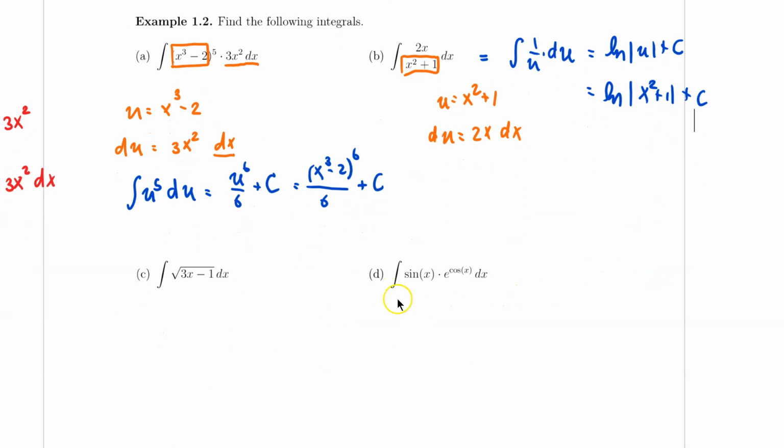For part C, I want to integrate the square root of 3x minus 1. So this is basically (3x minus 1) to the 1/2.